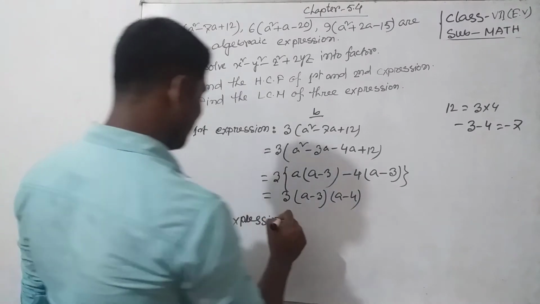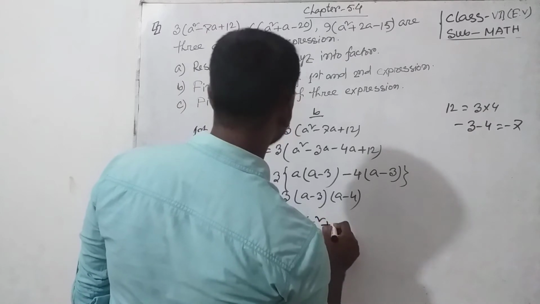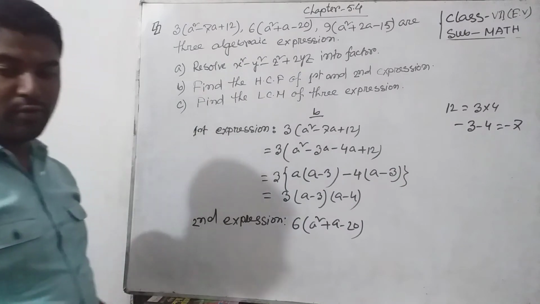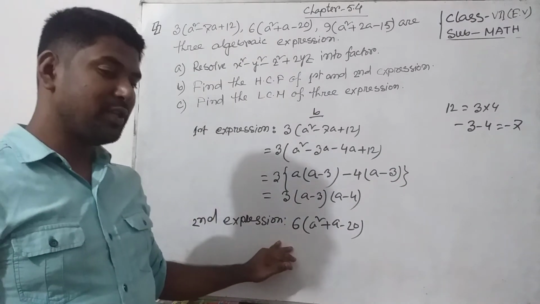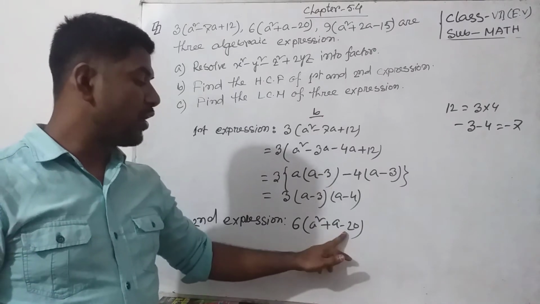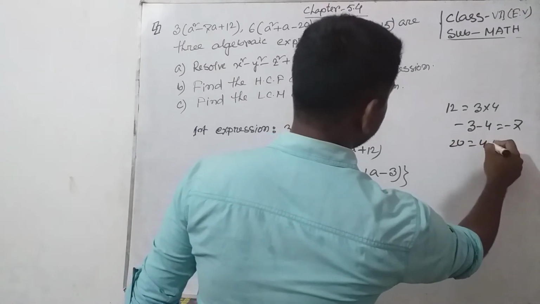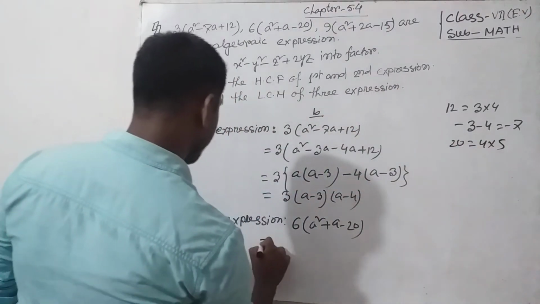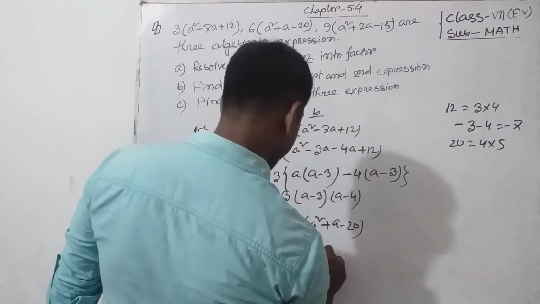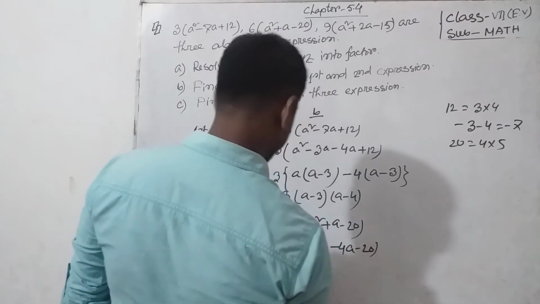6 into a square plus a minus 20. Okay, here 6 is fixed. A square plus a minus 20 is the middle term factor. 20, so we can write it 20 equals 4 times 5. We can write it 6 into a square plus 5a minus 4a minus 20.